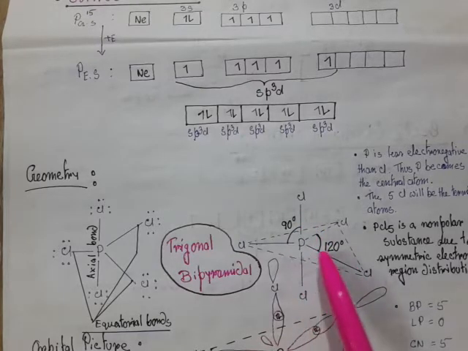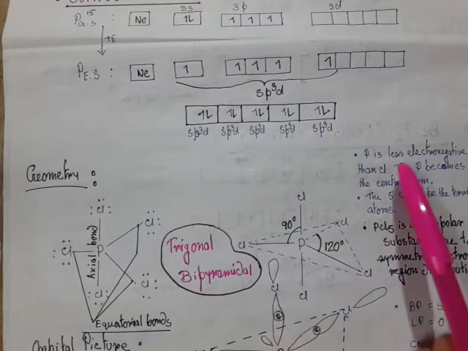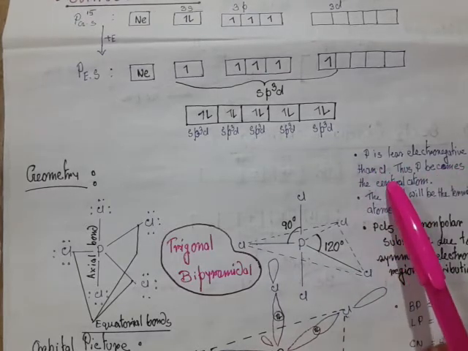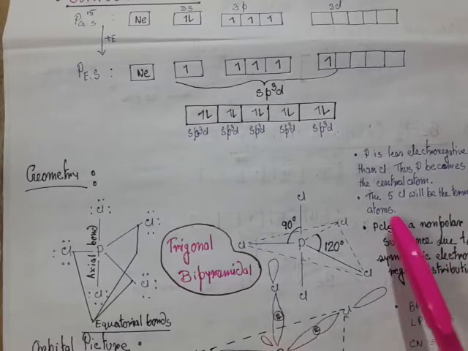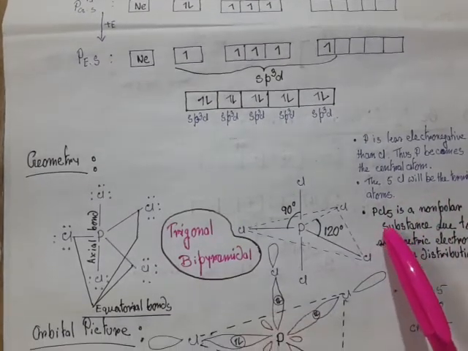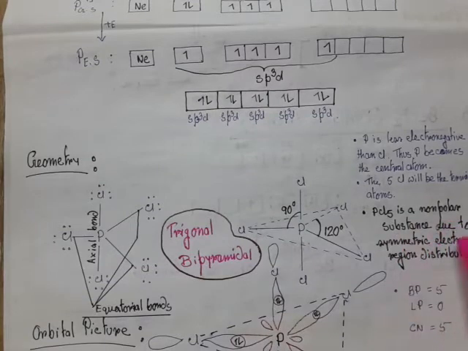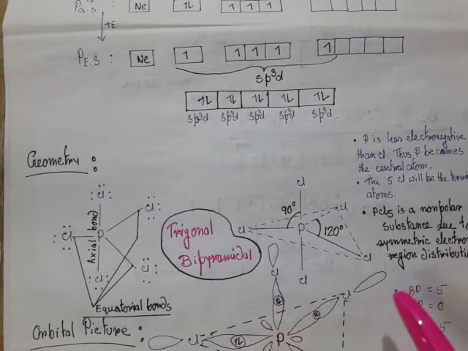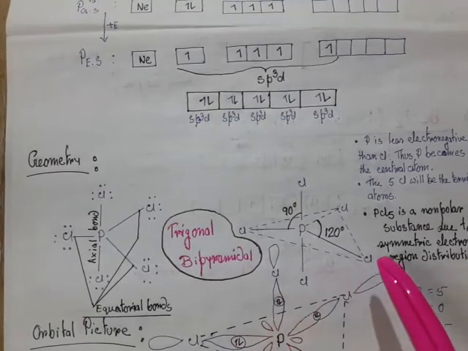Now what are the details? Phosphorus is less electronegative than chlorine, so phosphorus becomes the central atom. 5 chlorine atoms will be the terminal atoms. PCl5 is a non-polar substance due to the symmetrical distribution of the electron region.